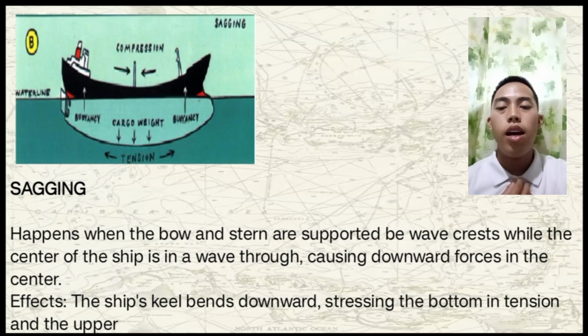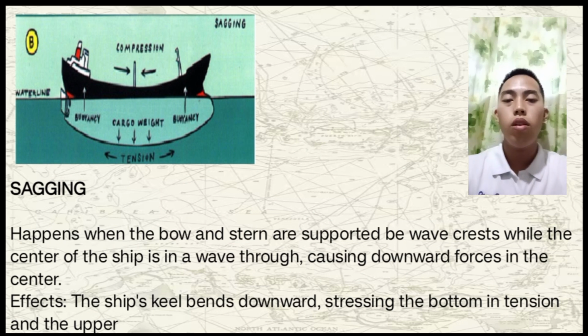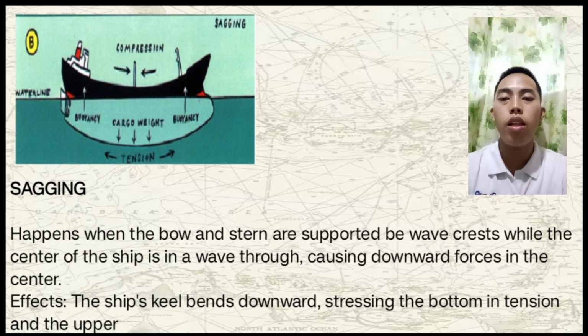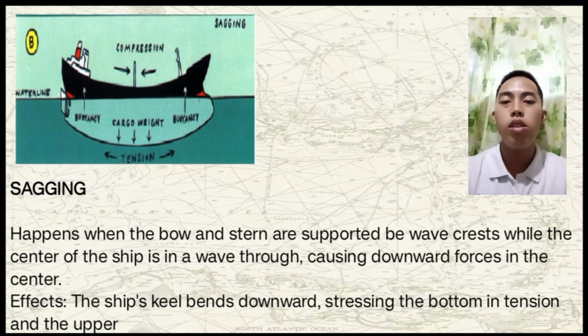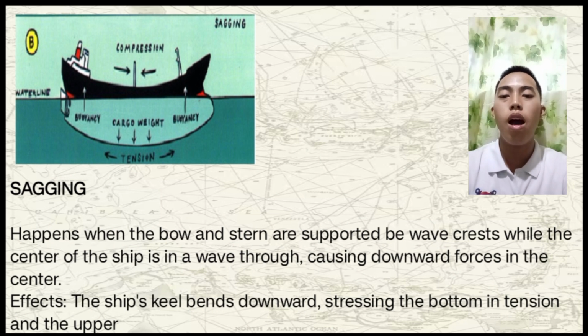So next, sagging. Sagging is what happens when the bow and stern are supported by wave crests while the center of the ship is in a wave trough, causing downward forces in the center. Effects: the ship's keel bends downward, stressing the bottom in tension and the upper deck in compression.